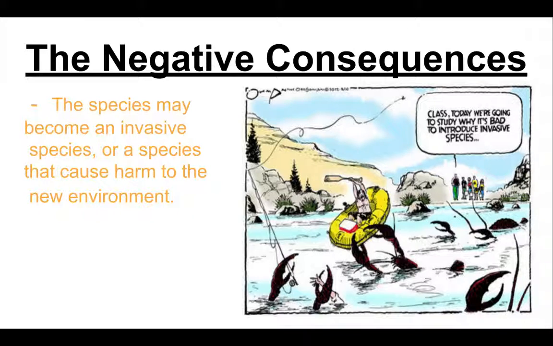So, we're going to talk about the negative consequences for people relocating species into another habitat. First, the species may become an invasive species or a species that may cause harm to the new environment. So I want you to write down the negative consequences, and I want you to write this line down in your notebooks. The species may become an invasive species or a species that cause harm to the new environment. As you see, that could be Mr. Goodwin right there. Class, today we're going to study why it's bad to introduce invasive species.